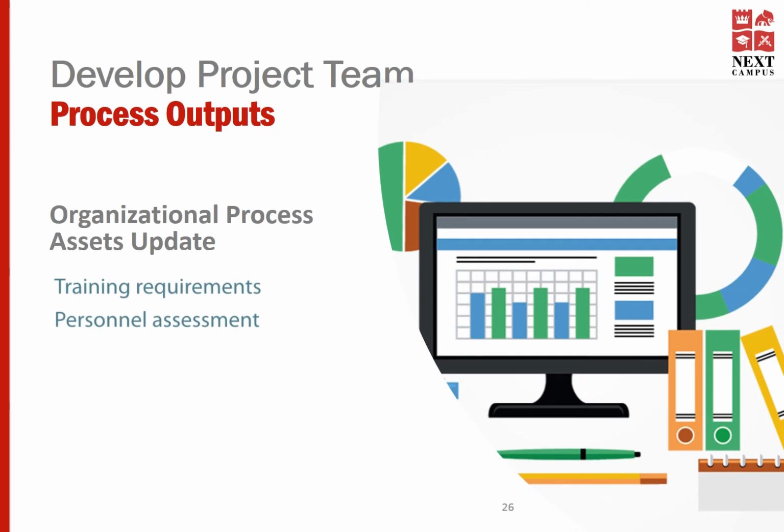Another process output produced by the develop project team process is organizational process assets update. There are two documents that we recommend you update. Keep them up to date. Training requirements is the first document. Based on the discussions, observations, and assessments that you have done with teams, training requirements need to be updated.